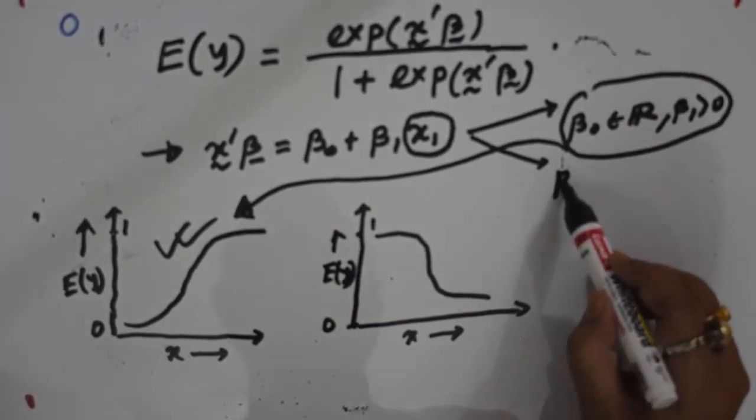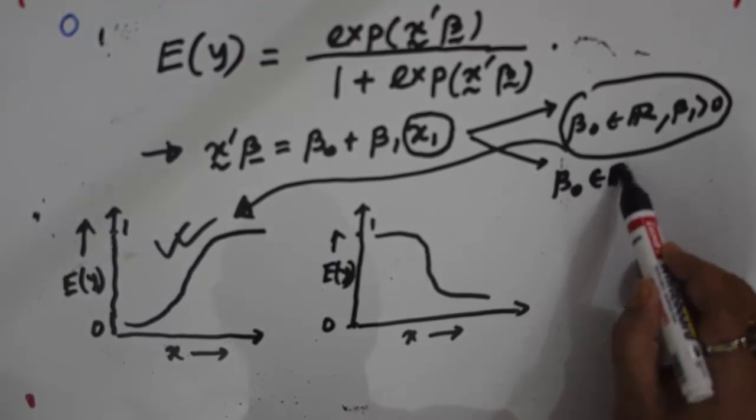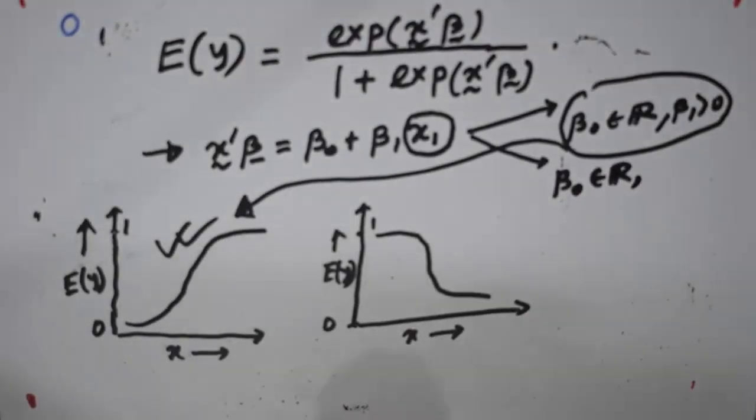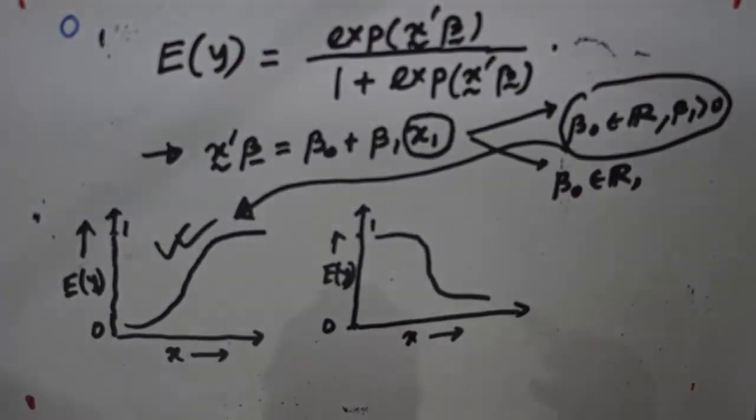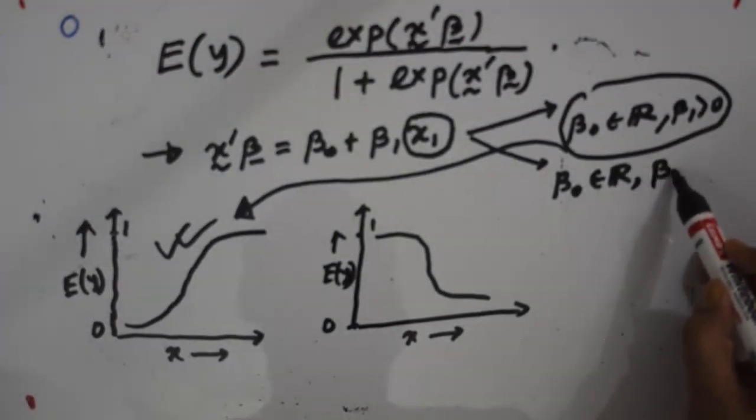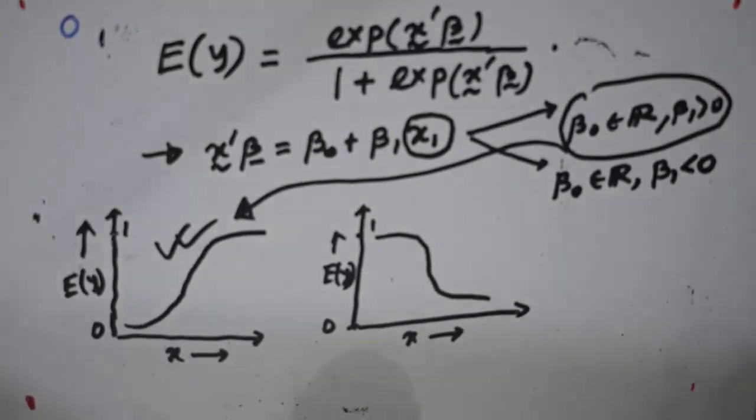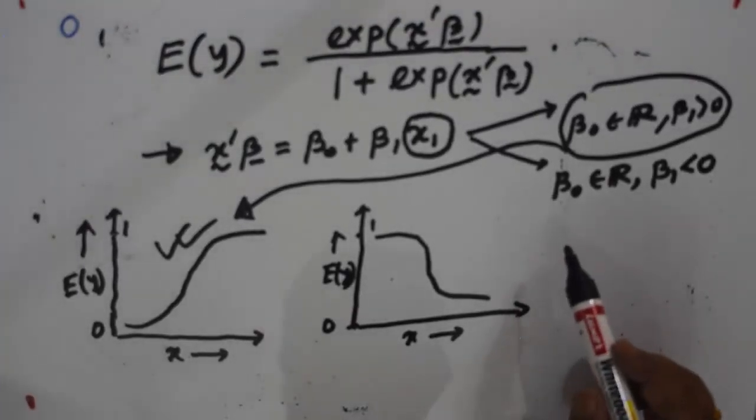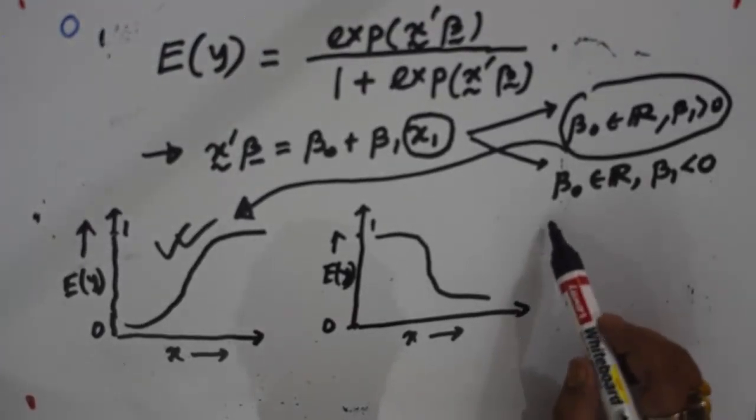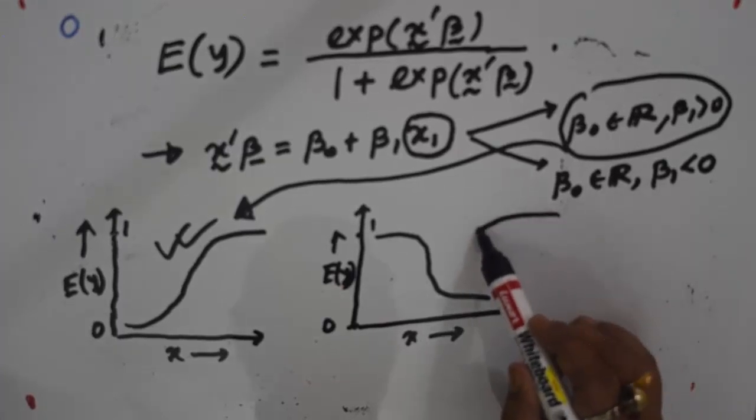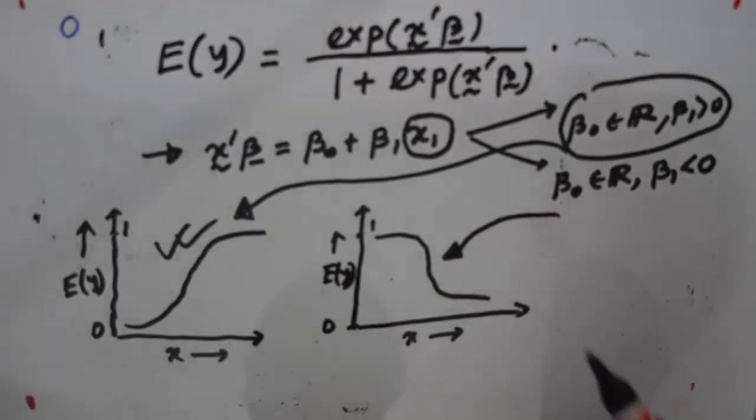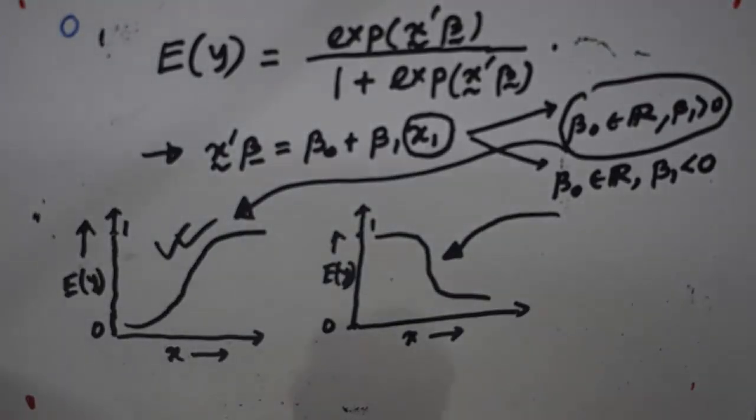And when beta naught is any real value and beta 1 is less than 0, then we get this curve. You can check this via a simple R code.